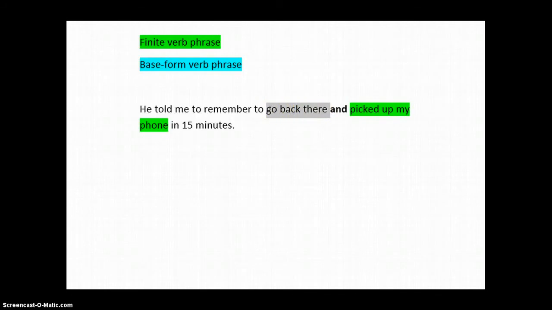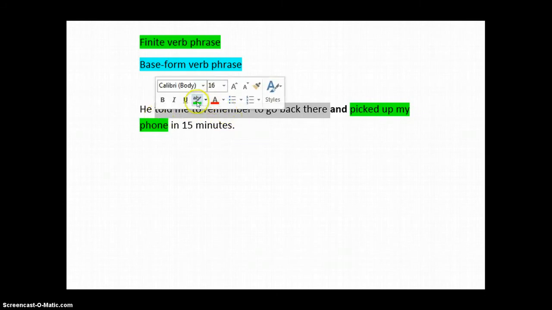No, that's a base form verb phrase. To go back there, that's an infinitive. Remember to go back there, that's a base form. To remember to go back there, another infinitive. And finally, told me to remember to go back there.